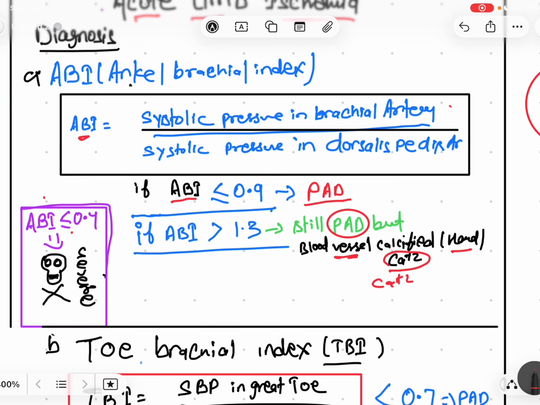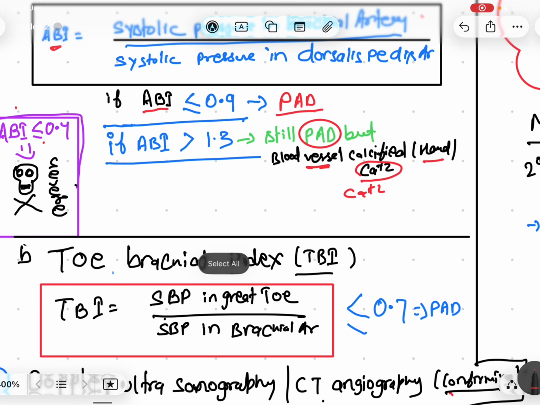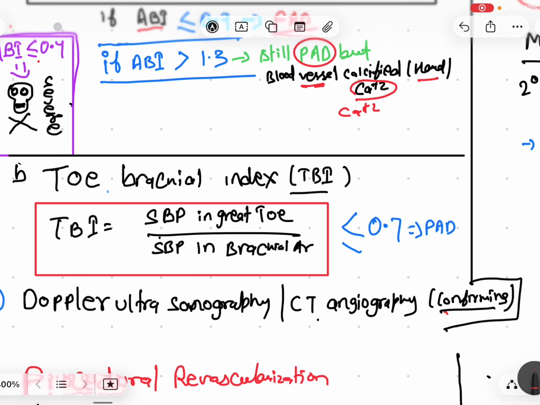Like we have to do the procedure of cutting, called amputation. I'll describe it. Similar to ABI, there is TBI, the toe brachial index. Same formula, you just need to replace the ankle with the toe, grade two. It is the systolic blood pressure in grade two divided by the systolic blood pressure in the brachial artery. Simple. If the value is less than 0.7, then PAD is confirmed.